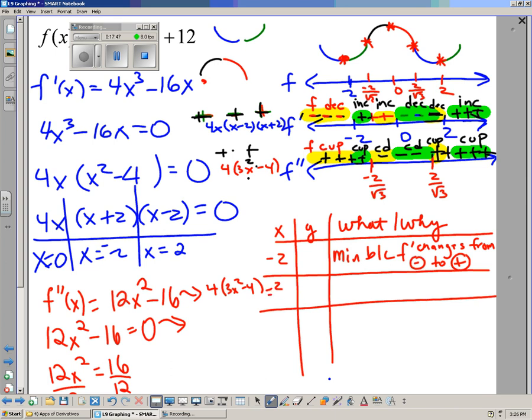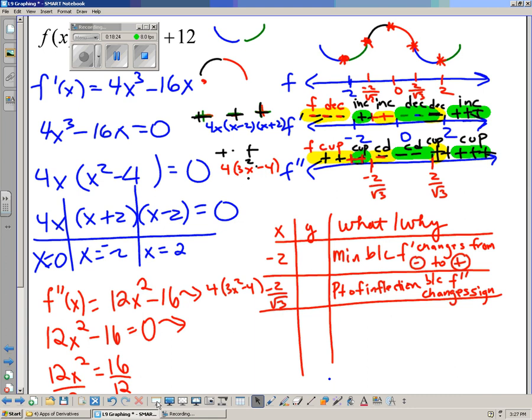At -2 over root 3, we don't have a min or a max. So what we have is a place where the concavity is changing. A smiley face is changing to a sad face. The green smiley part is changing to a black sad face part. This is called a point of inflection. And that can be explained by f double prime changing its sign from positive to negative. So I'm just going to write because f double prime changes its sign. Because for inflection points, it doesn't really matter how the sign is changing. It just matters that the sign is changing.